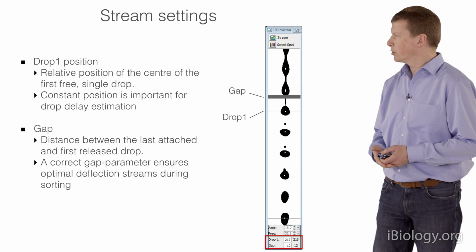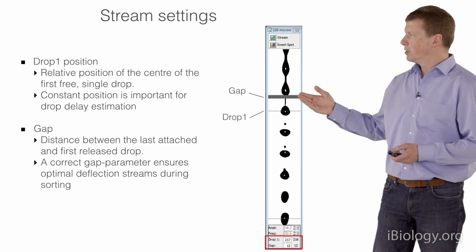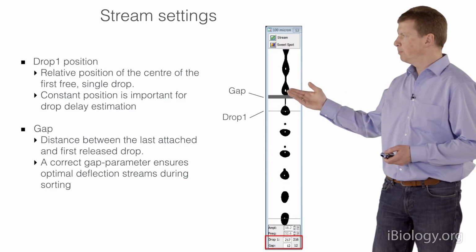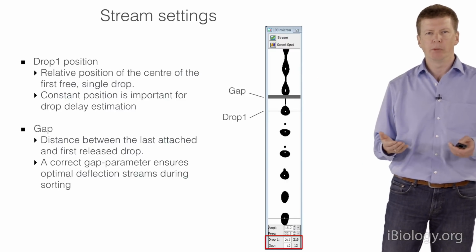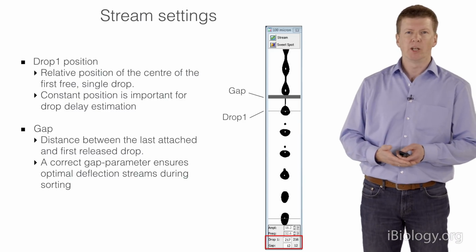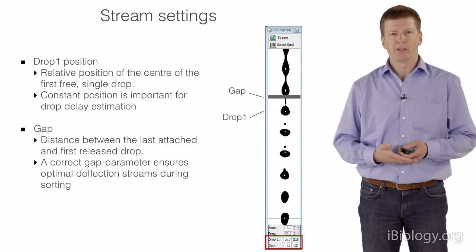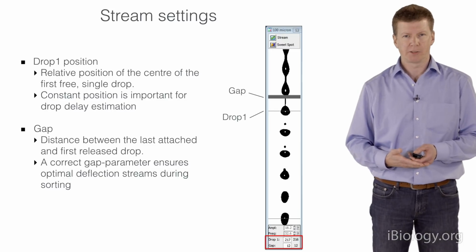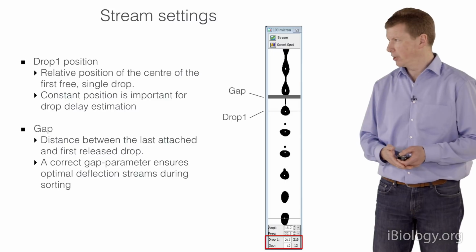The second thing we can control with the amplitude is the so-called gap, which is the distance between the first free drop and the last attached drop on the stream. And the gap is later on important to get a stable side stream, because the gap is serving as an insulator of the different charges we apply, and only with an optimal gap we have nicely separated side streams later on without spraying and potential contamination.